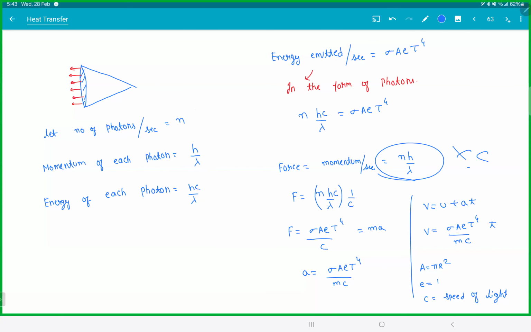Multiply and divide by c. Then hc by lambda becomes energy per second. Energy per second is sigma a t to the power 4 (σAT⁴). From there, I got a force which is a constant force.